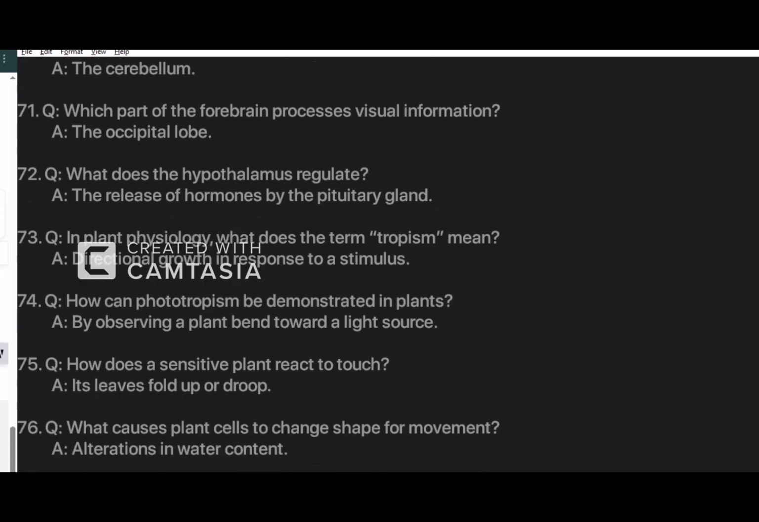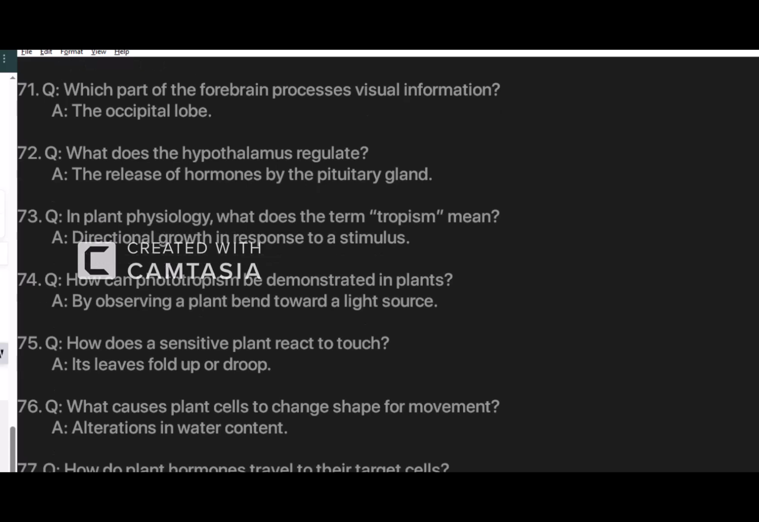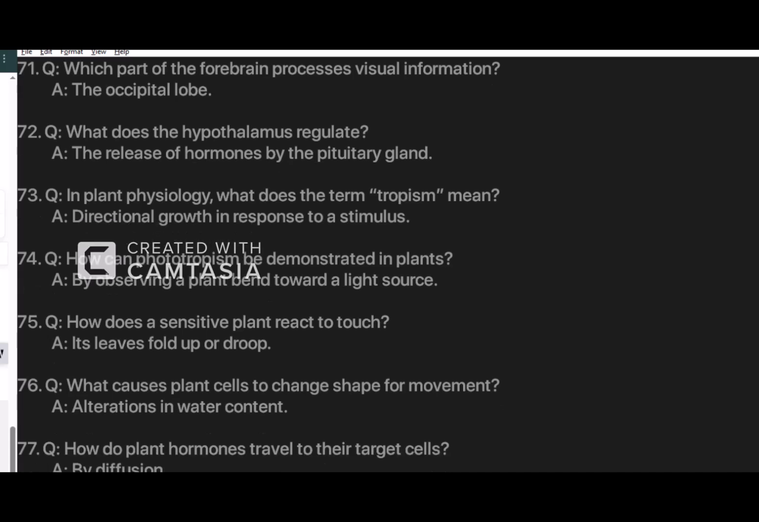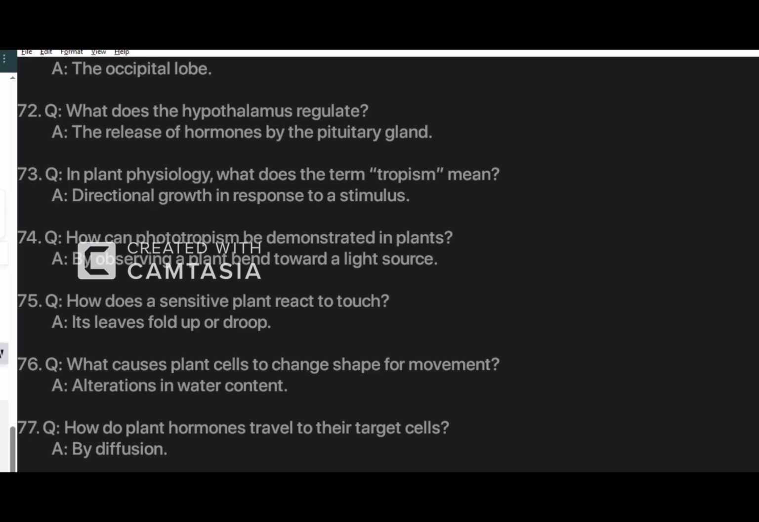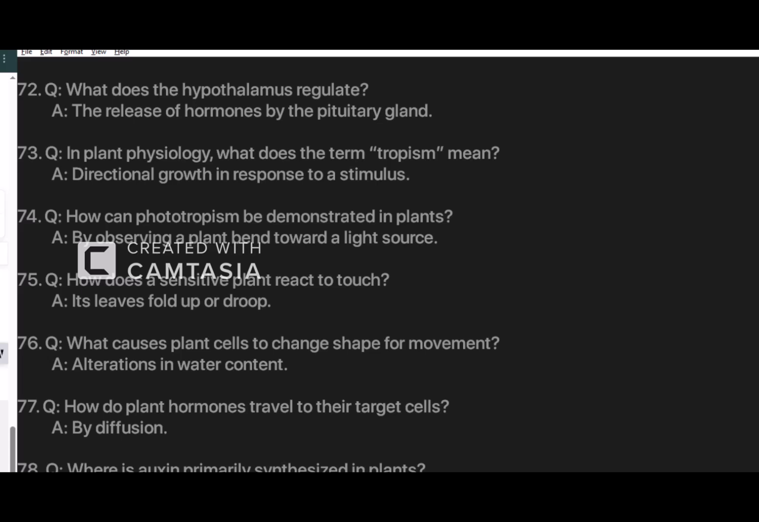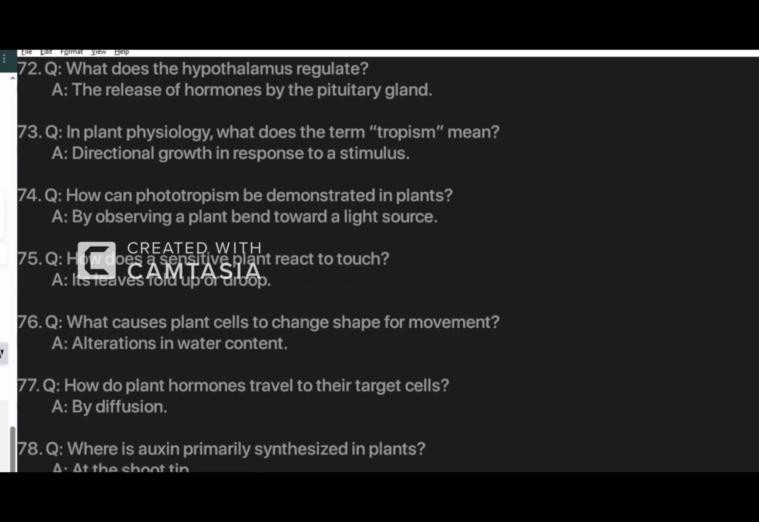76. Q. What causes plant cells to change shape for movement? A. Alterations in water content. 77. Q. How do plant hormones travel to their target cells? A. By diffusion.